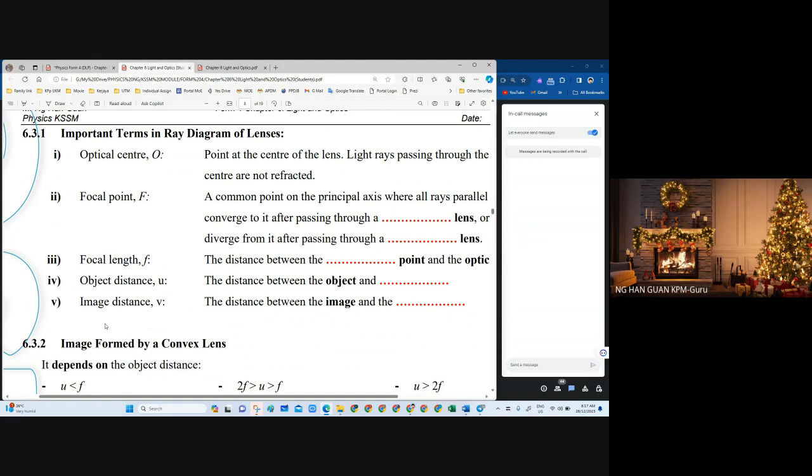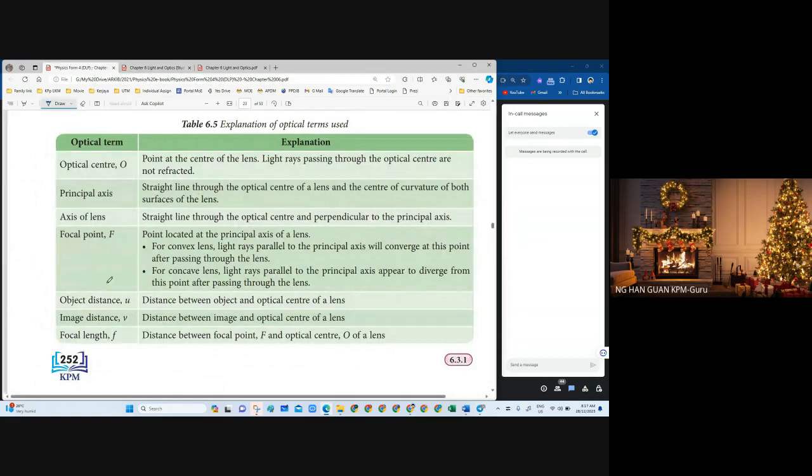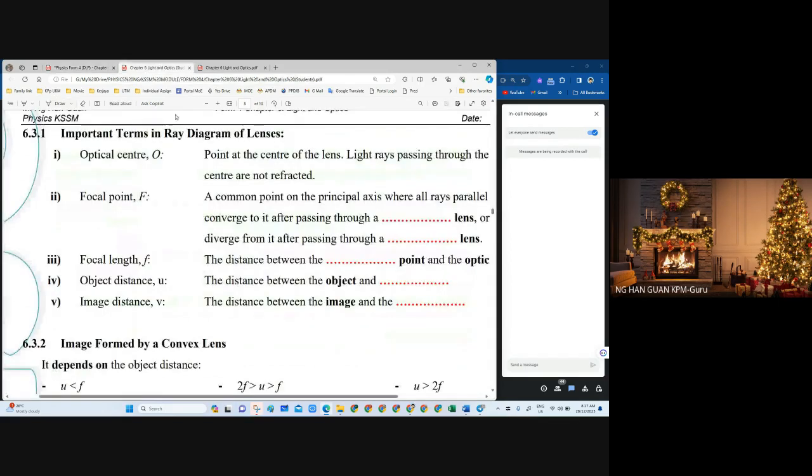I have used this for more than 15 years already. The old version of the textbook didn't have this table to highlight all the important optical terms. Now this new textbook already has it, as I told you. So you will see it is very similar. But the problem is I have already used mine for more than 15 years. Anyway, hopefully you are more alert about this, because this is one of the popular questions asked in SPM, the focal point.